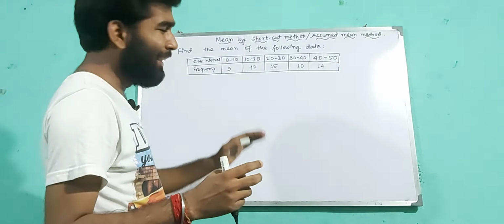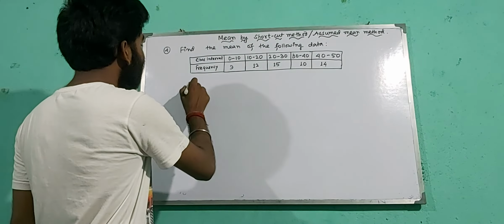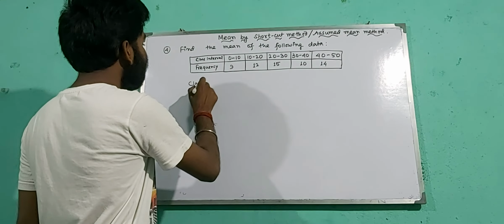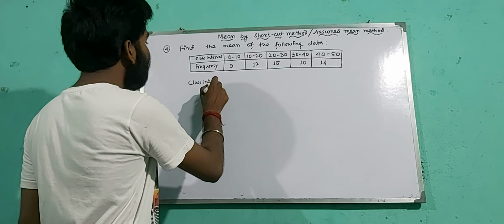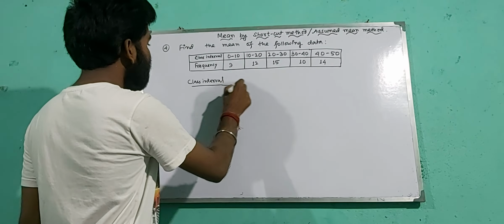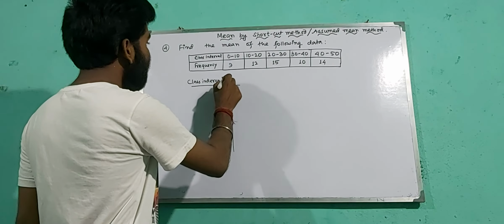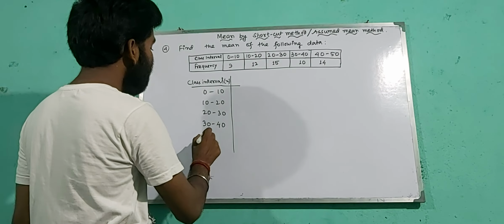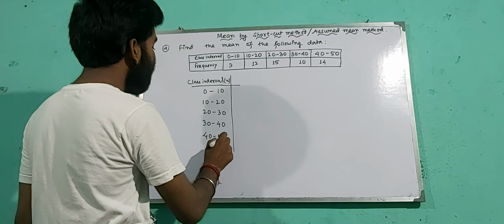You know how to start. Just make a table. Write class interval, and give it the name xi. Just write down 0 to 10, 10 to 20, 20 to 30, 30 to 40, 40 to 50.